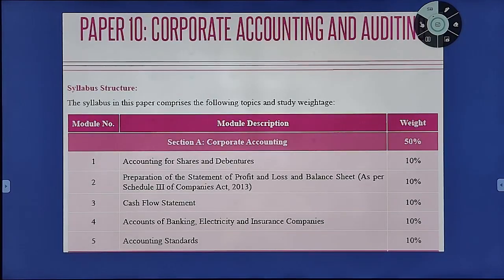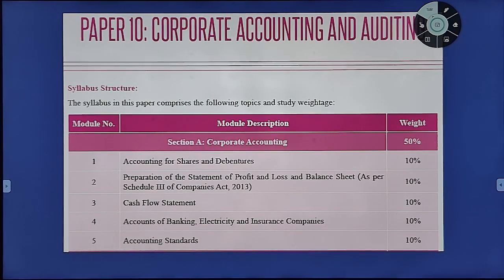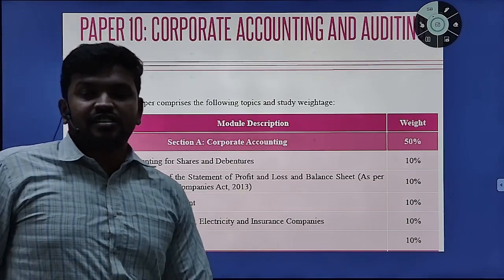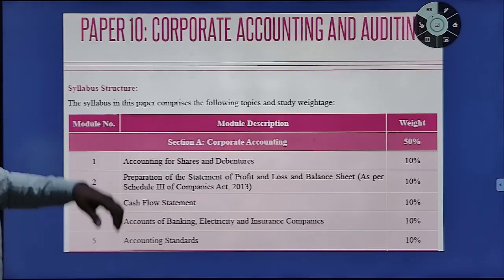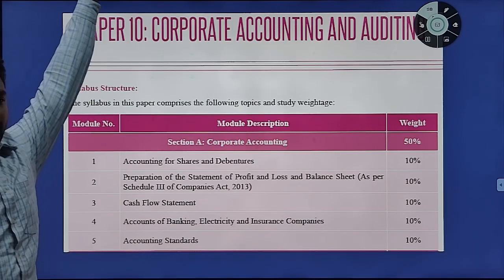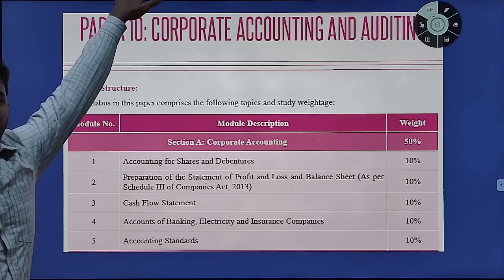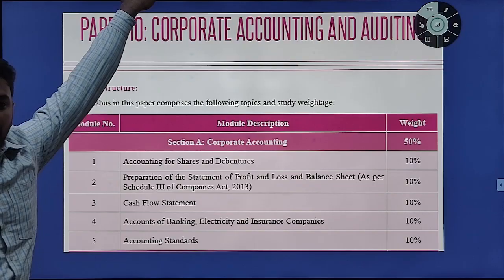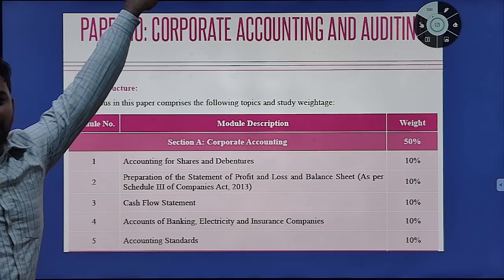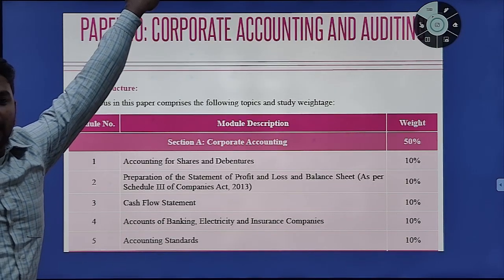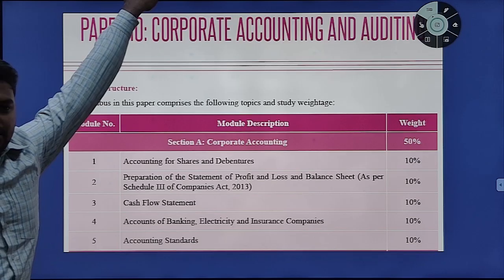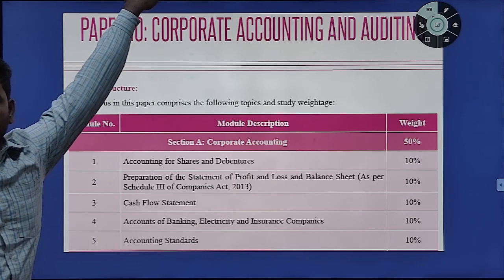Accounting for shares and debentures. Corporate accounting first. Now tell me what is corporate. Yes, accounting for companies. Sir, have we seen accounting for other than companies? Yes, that comes in Group 1. In Group 1 we have accounting for sole proprietor, partnership, and then not for profit organizations. Yes, we have seen all these in Group 1.